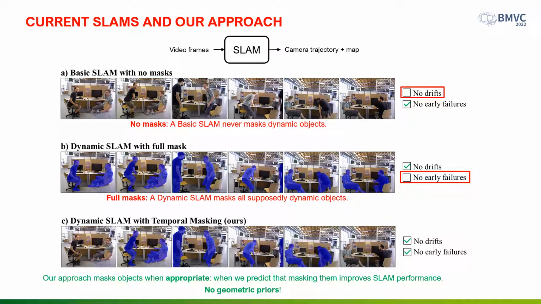Finally, there's our approach, dynamic SLAM with temporal masking. We propose here to mask objects exactly when appropriate, when we predict that masking them improves SLAM performance without any kind of geometric priors. This means that we won't have neither drifts nor early failures due to excessive masking.